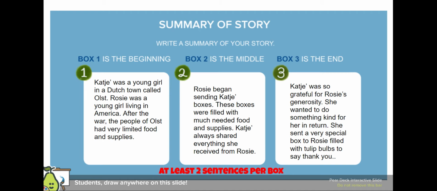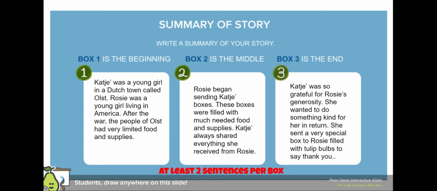So then I moved on to box 2, and box 2 is the middle of the story. So I had to be very careful with my thinking and what words I chose, because I know in a summary, you're only using the big parts of the story. I can't tell too many details. So I thought and thought and thought about what the big ideas were in the middle. So this is what I came up with.